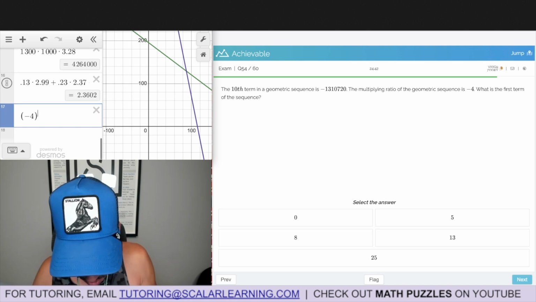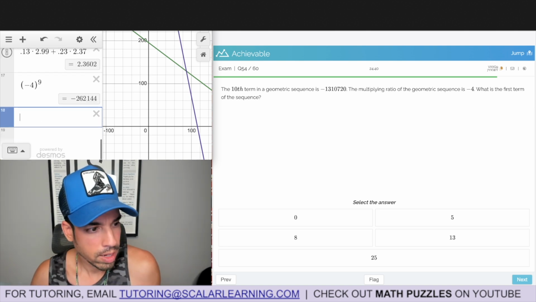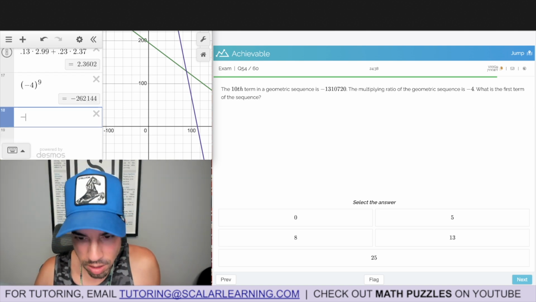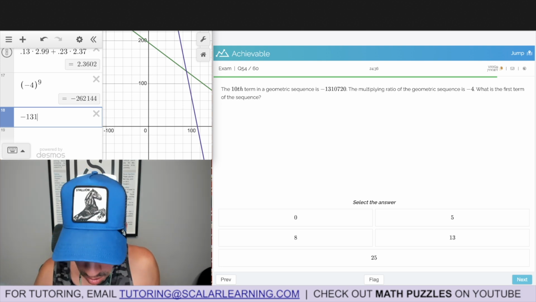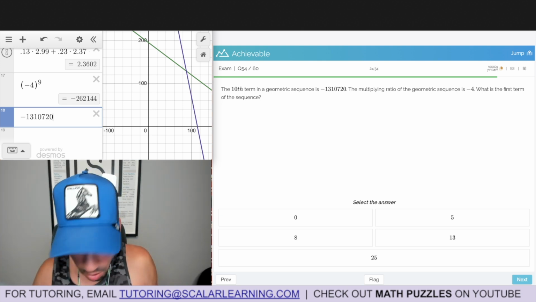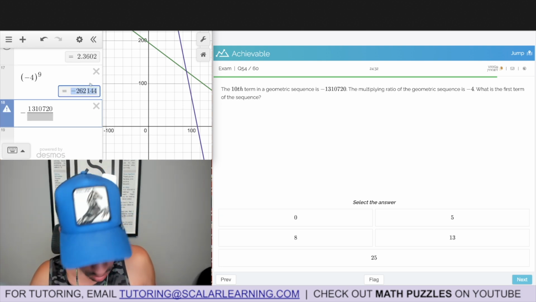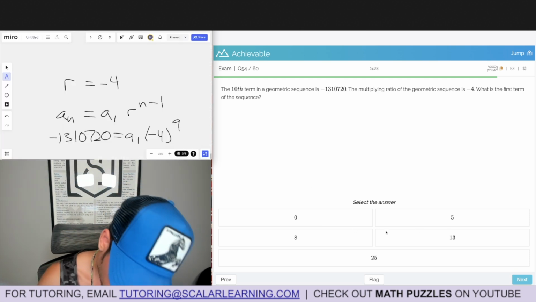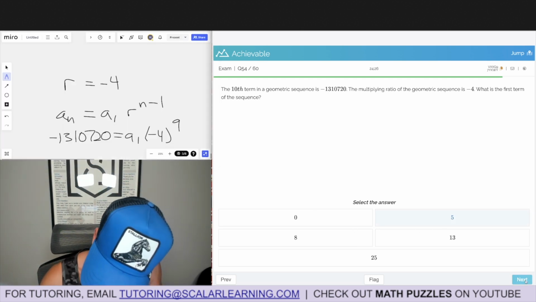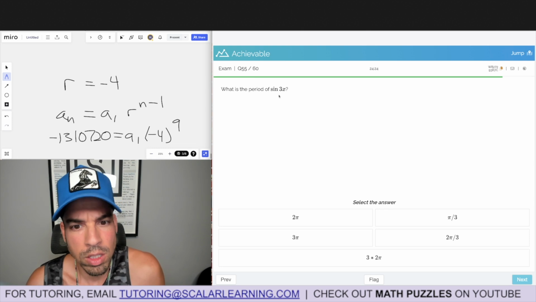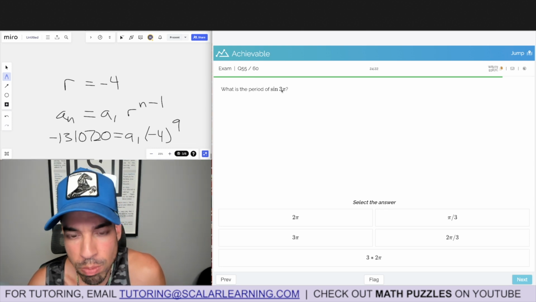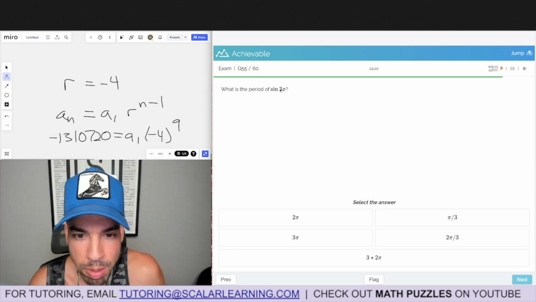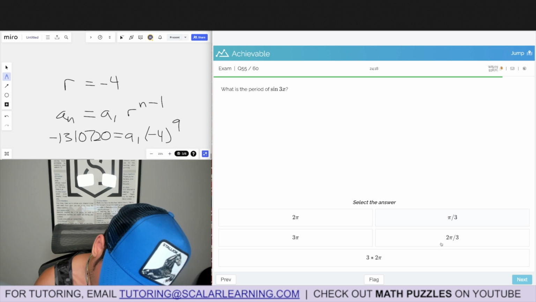-4 to the 9th power is that, and basically then we'd have to divide -1310720 divided by this, and we get 5. So the first term is 5. That's how we do it. Boom. Next, what is the period? So normally the period is 2 pi, but since that b term is 3, we divide 2 pi by 3, so it's 2 pi thirds, which is this one.